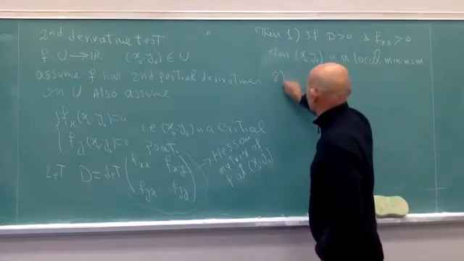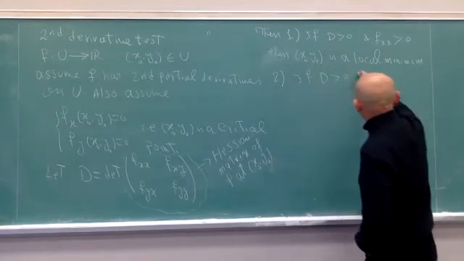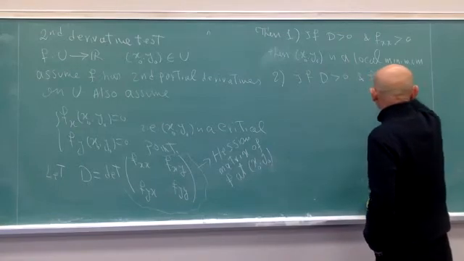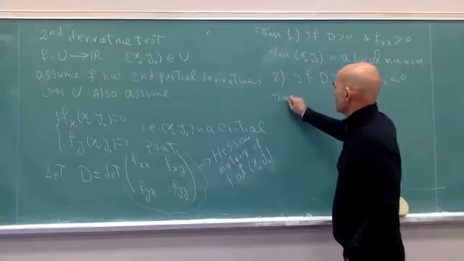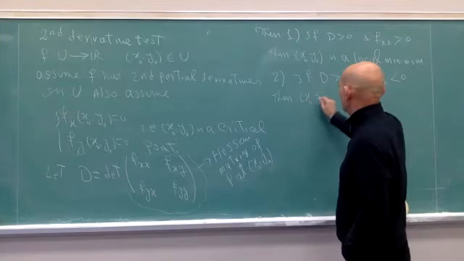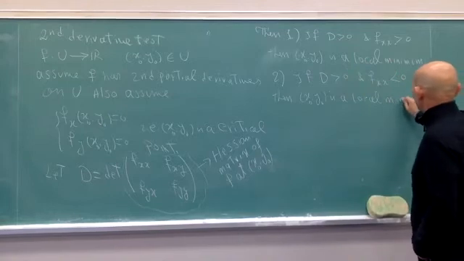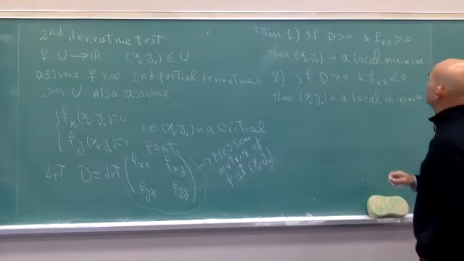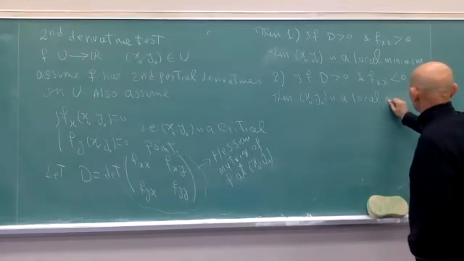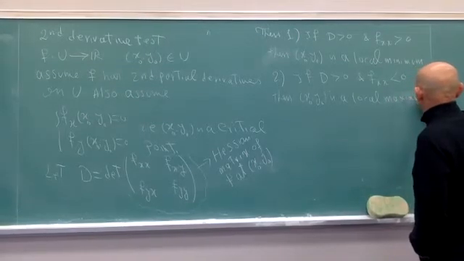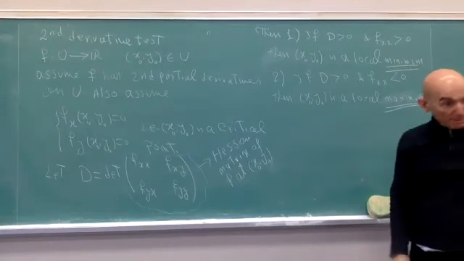Second case. If D is positive and fxx less than 0, then x0, y0 is a local minimum. Oh, what did I say? Local maximum, come on. Local maximum. This is minimum.